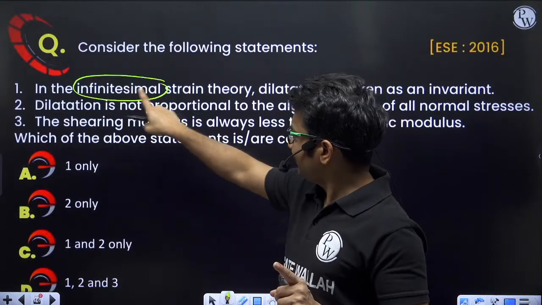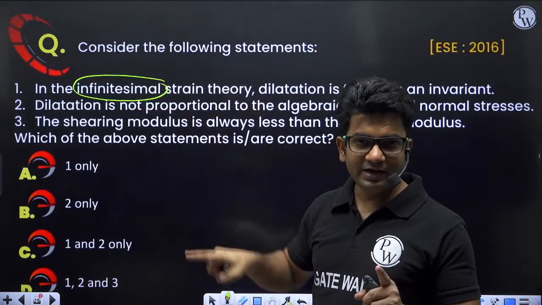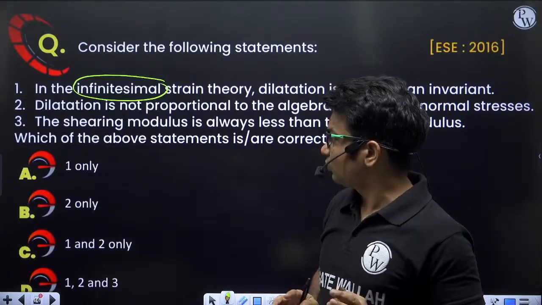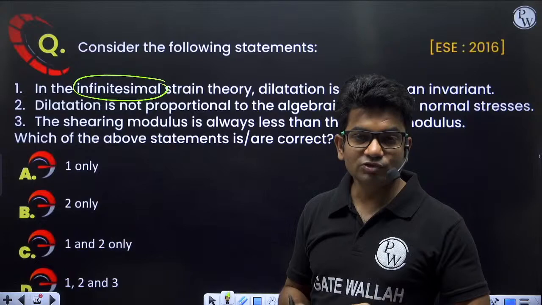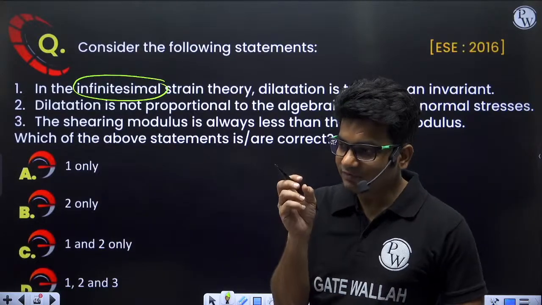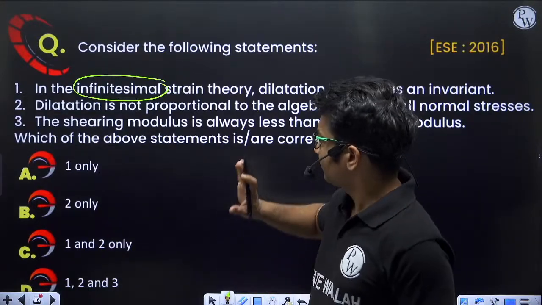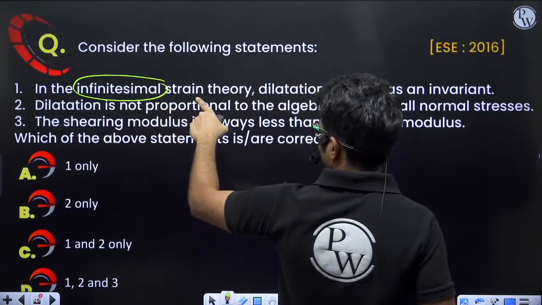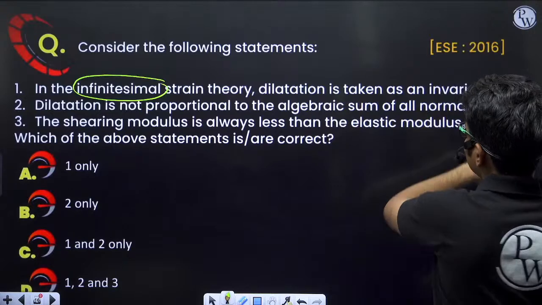So infinitesimal strain theory means strains are very, very small, infinitely small. In civil engineering structures and in strength of materials, we regard strains as very, very small. So the theory we are talking about is infinitesimal strain theory. In it, dilation is taken as invariant.